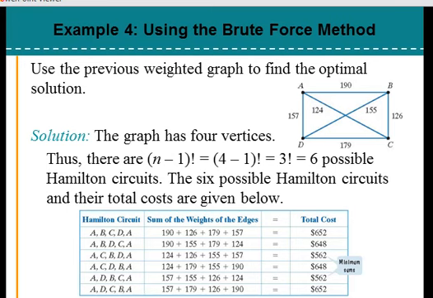So once again, this is the brute force method. You just write down all the possibilities, add all the edges together, and pick the one that's the minimum. And this pretty much concludes our discussion on Hamilton paths and Hamilton circuits.